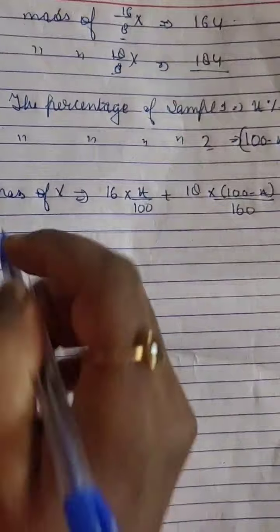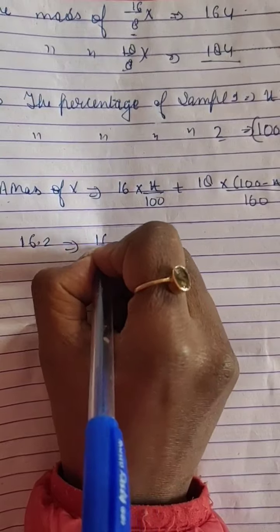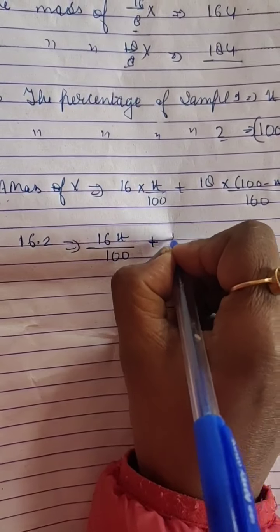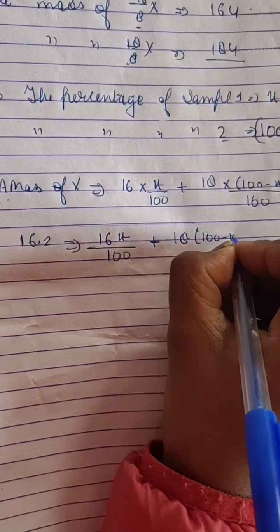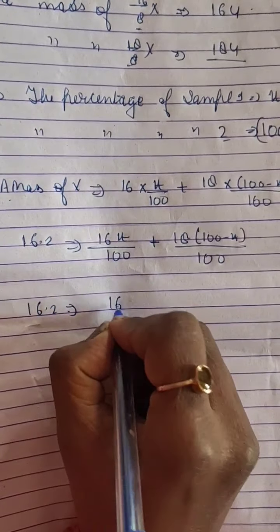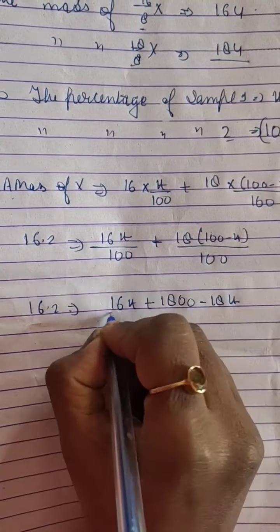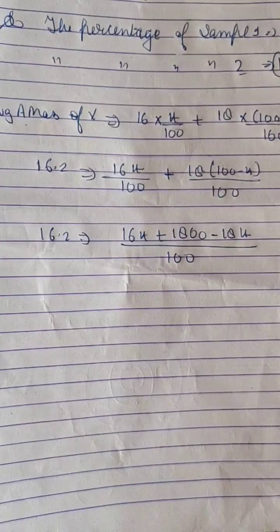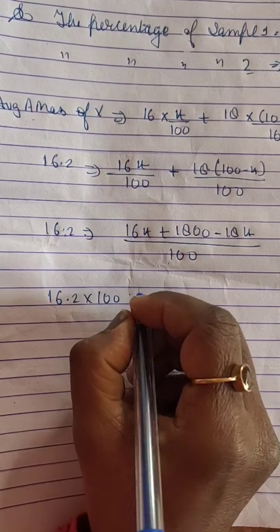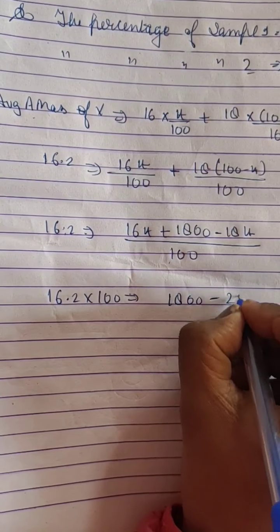Okay, so this is already given in the question: 16.2 equals 16x upon 100 plus (1800 minus 18x) upon 100. So the average will be 16x plus 1800 minus 18x upon 100. Okay, so this will come here, so 16.2 into 100 equals 1800 minus 16x minus 18x, which is 2x.